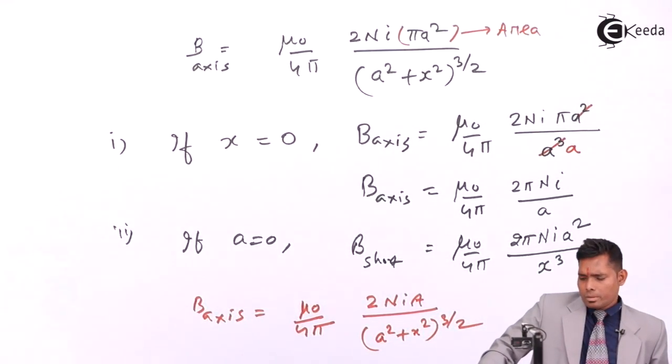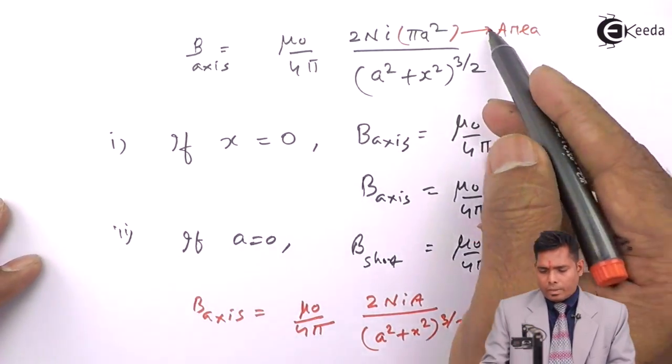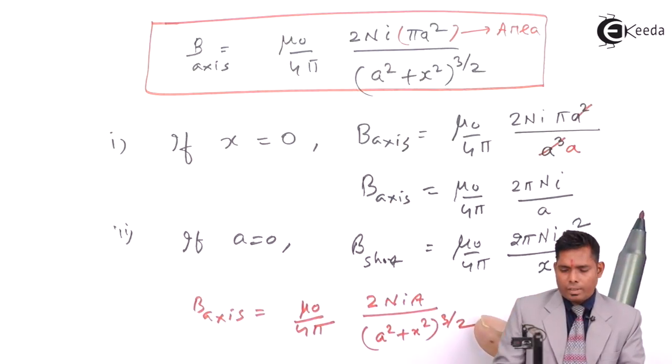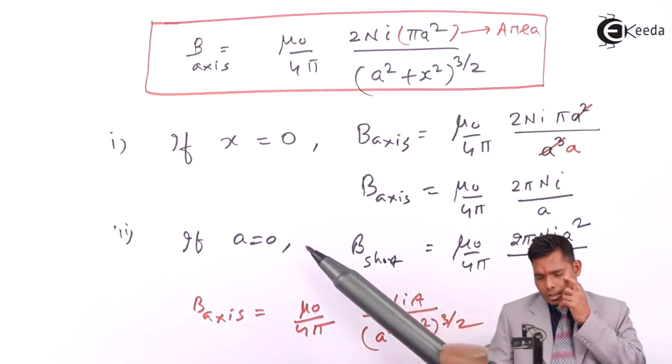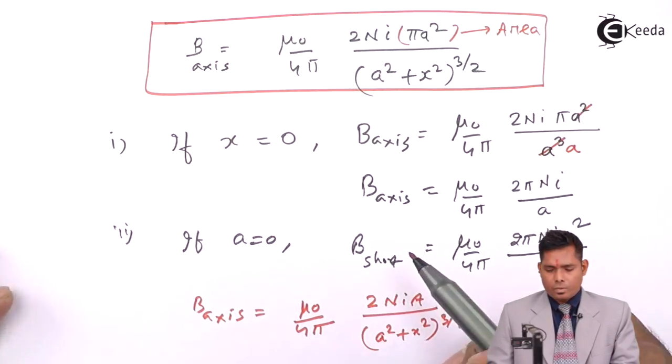In comparison, that will be equivalent to the magnetic dipole moment I into A, that we will learn another day. So this is the final answer to this question. This is the final expression, and these are the expressions under such conditions. Okay, thank you.